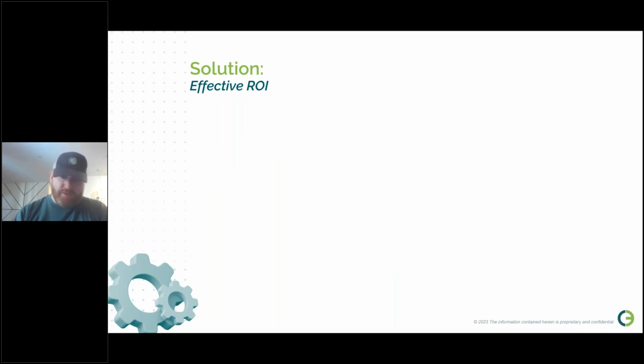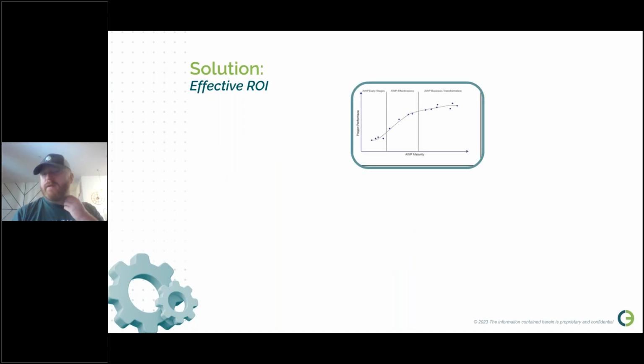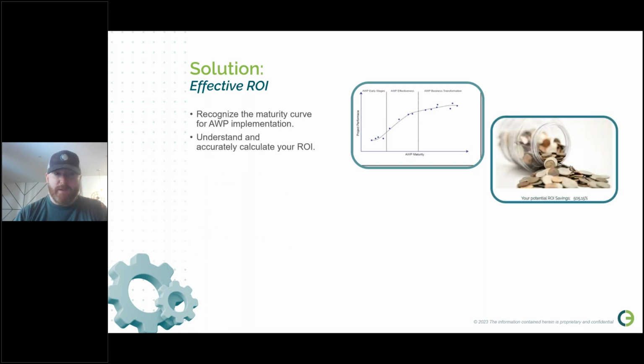So how can you manage this? Effective ROI. So firstly, you have to understand, and this is what this graph is showing, this is from the CII, there are different levels of maturity. You do not get those great big savings until you get to the highest level of AWP maturity. You get savings in effective performance improvements at the early stages, but to really get to that top end, you have to have it to the point where AWP has become a business approach within your organization. So you have to recognize and understand the maturity curve for AWP implementation.